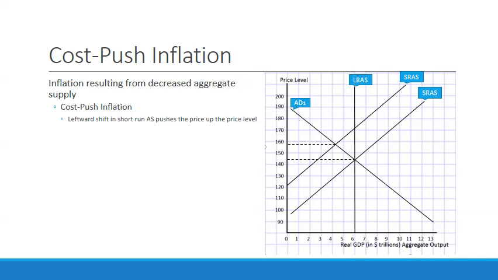Price levels get pushed up. But at the same time, real GDP falls, and thus we see inflation plus unemployment, thus a violation of what we look at as the Phillips curve.